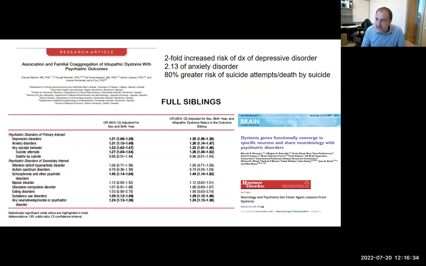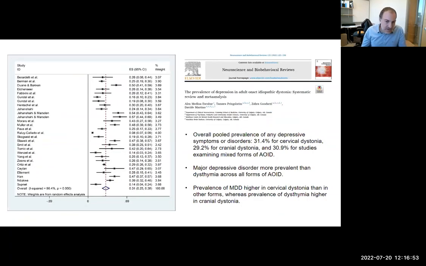An important point is that about 60% of patients who have depression and dystonia do report an onset of depression that antedates the onset of dystonia, which is, again, suggestive that depression and anxiety are not simply consequences of having dystonia.